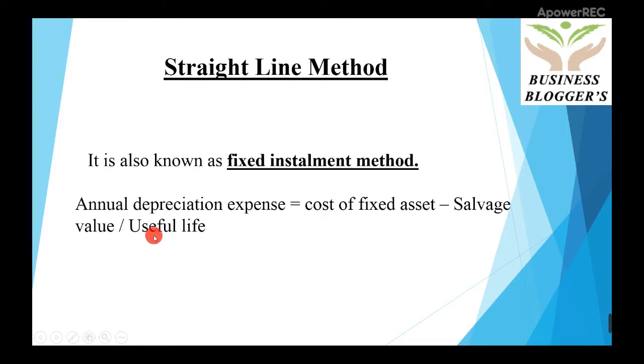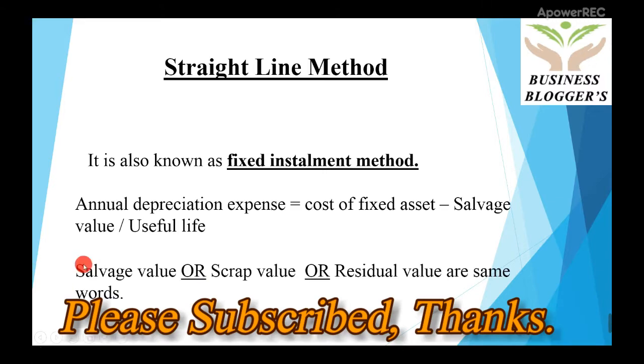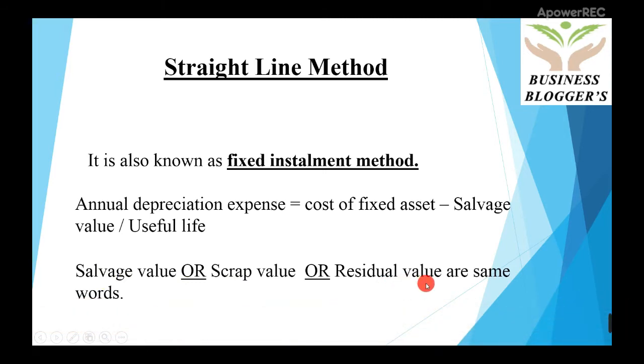Why do we call it the straight line method? Because every year the result will be the same. Point to be noted here: the salvage value is also known as scrap value or residual value. All these words have the same meaning.